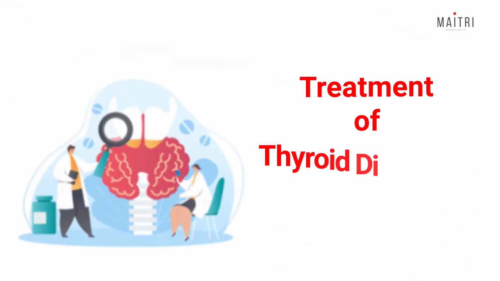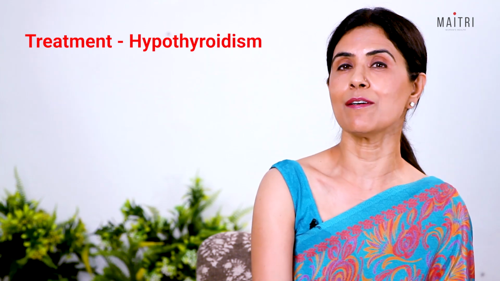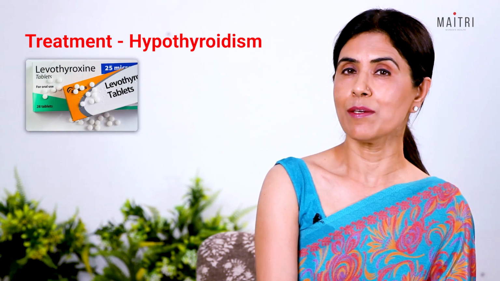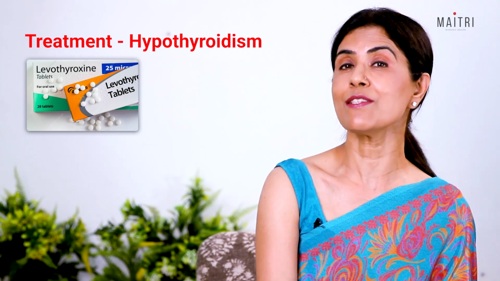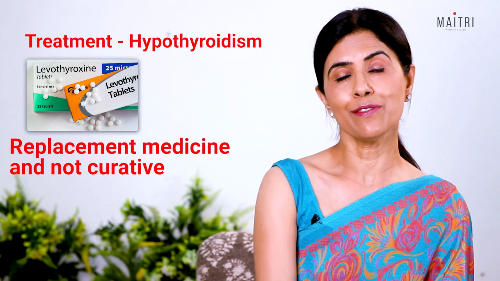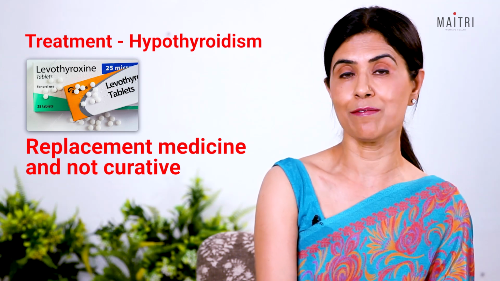So now let's talk about the treatment. So treatment of hypothyroidism is by taking a medication called levothyroxine. This replaces the thyroid hormone which your thyroid gland is not able to make. So remember, it is a replacement medicine. It is not a curative medicine.